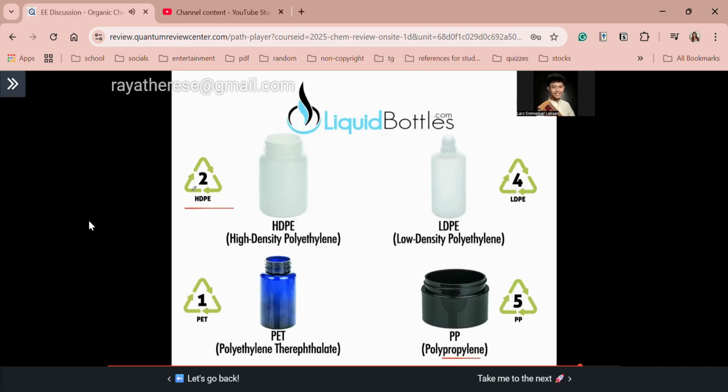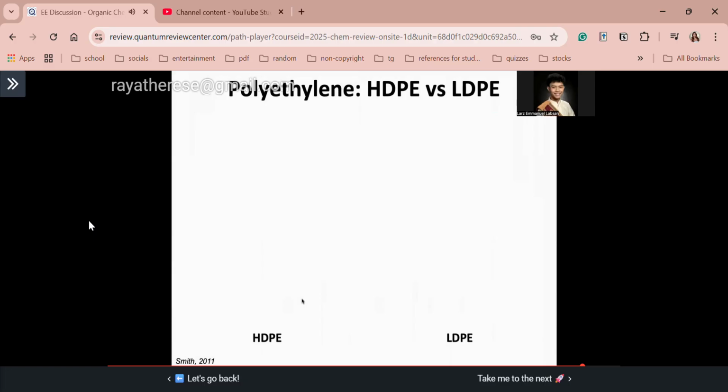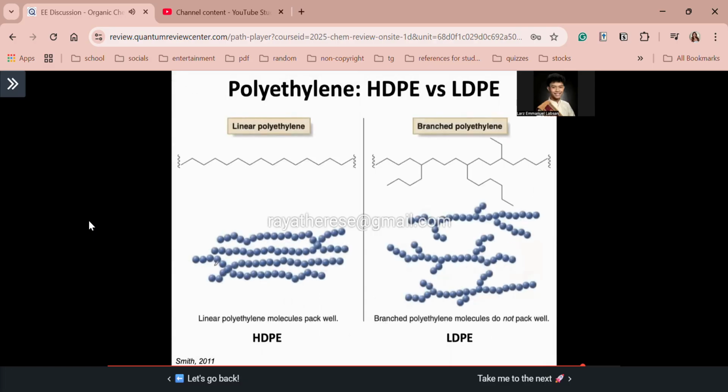Alright, so usually, class, makikita mo iyan sa bottles. These symbols are for identification ng type ng polymer that was used in manufacturing these liquid bottles. Okay, class, quick recall lang tayo ng HDPE versus LDPE. So don't worry, this one is very easy. For high density, again, linear. For low density, branched. So, our monomeric unit here is ethylene, a 2-carbon containing compound.